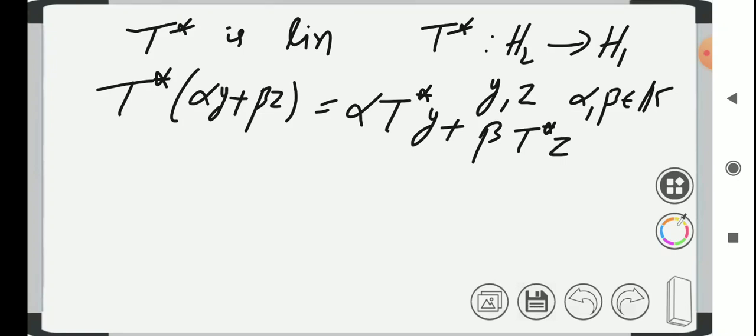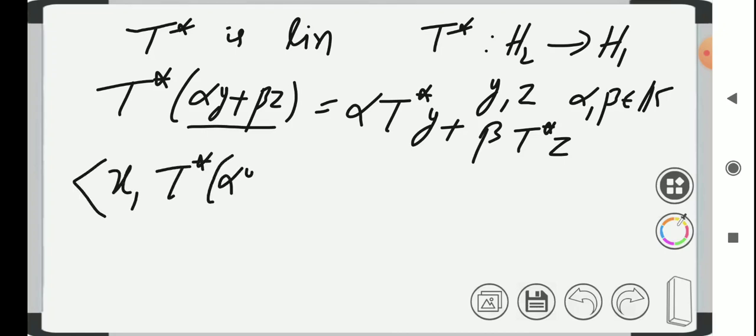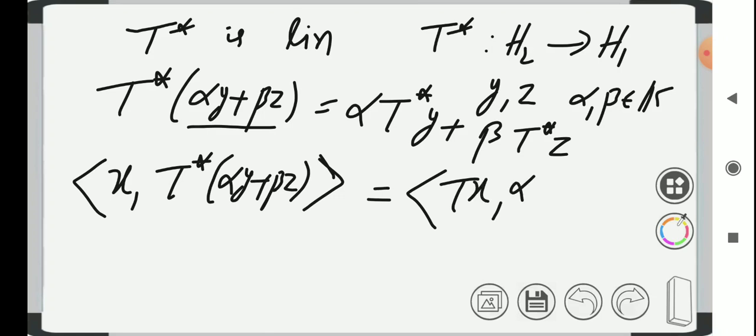Now you simply take this vector alpha y plus beta z, which is also an element of the Hilbert space H2. You will have the inner product of x and T star of (alpha y plus beta z), because this element should also satisfy our relation corresponding to T star, that is, it should be the same as the inner product of Tx with alpha y plus beta z.